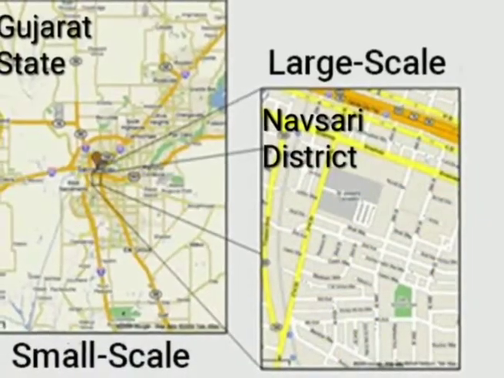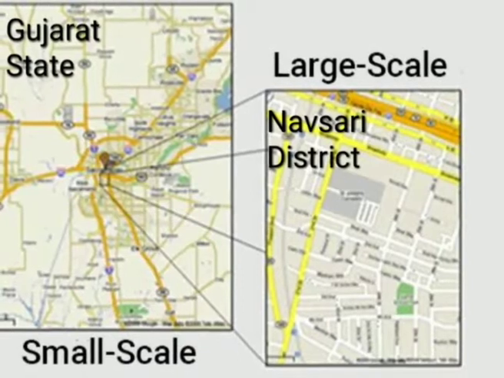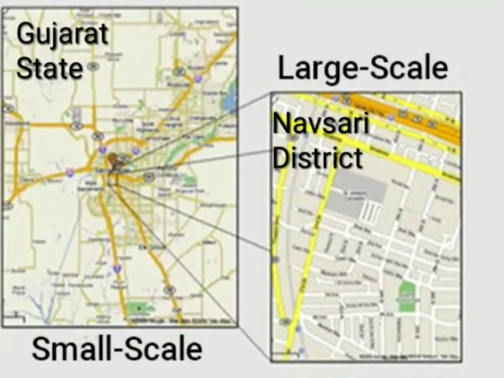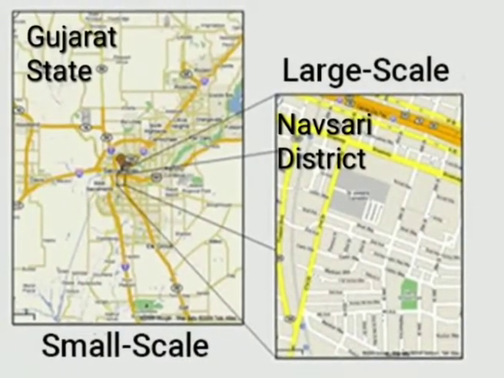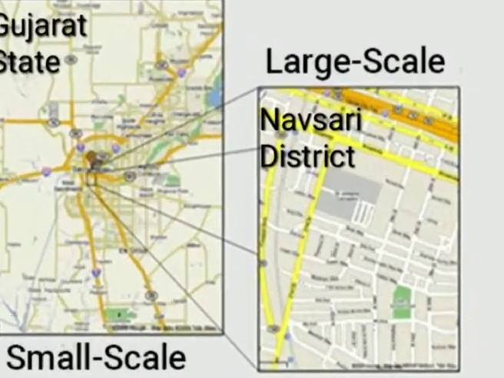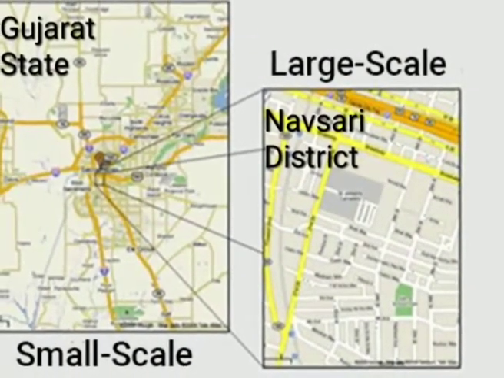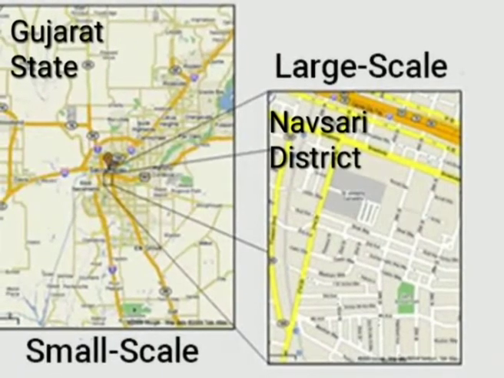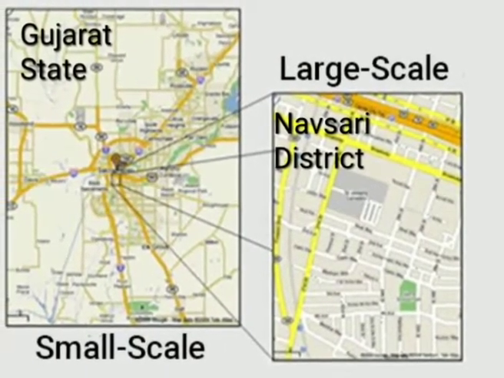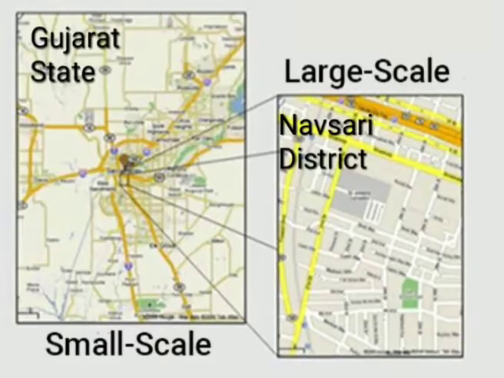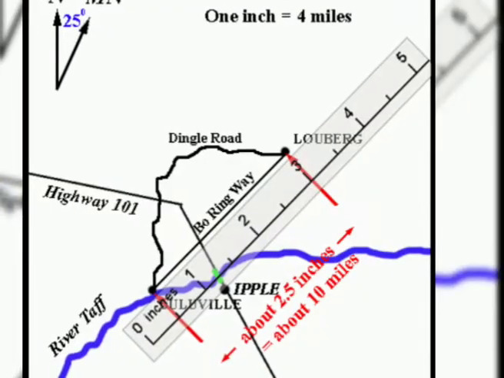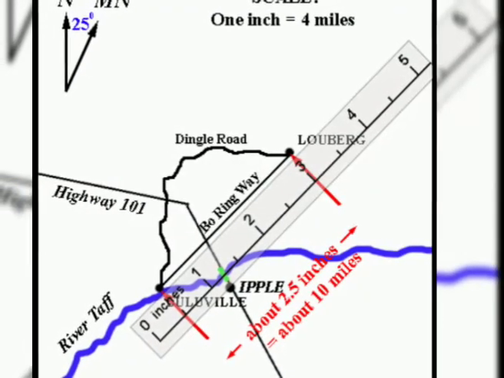For example, a large scale map covers only a small area, but it shows a lot of details from that area. Like, we are taking a small district of Gujarat, that is Navsari. So we will get more information about this Navsari with the help of a large scale map. So these scales are much more important in any map.